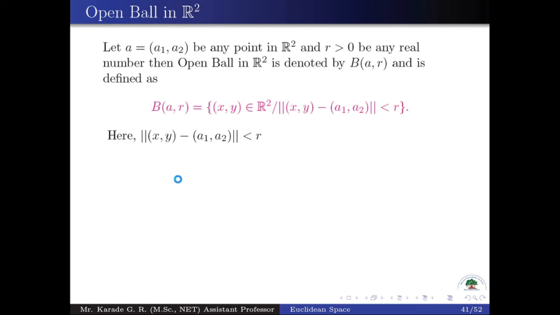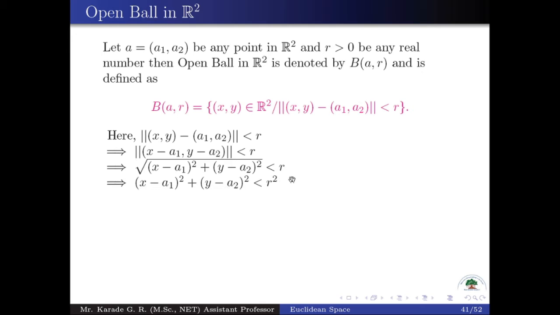So if we simplify this, take the subtraction of these two vectors and find the norm of the subtraction. The norm of this vector is the square root of (x minus a1) squared plus (y minus a2) squared, and this is less than r. If we square both sides, we get (x minus a1) squared plus (y minus a2) squared is strictly less than r squared. But geometrically, what does it represent? That is very important.